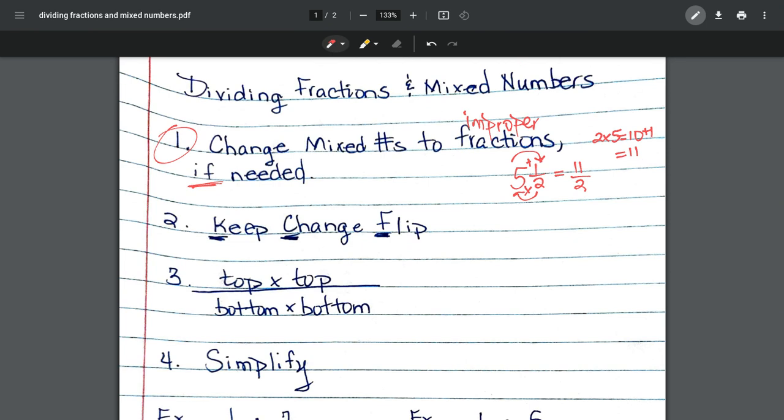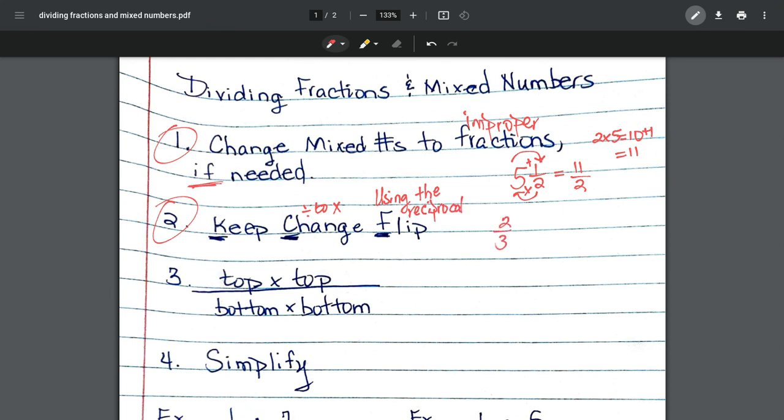And after you get rid of any mixed numbers, then you do keep, change, flip. You keep the first fraction, you change division to multiplication, and you flip the second fraction. That's called using the reciprocal. And some of you may have heard of that already. So let me go over reciprocal real quick.